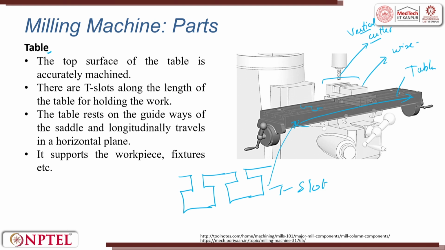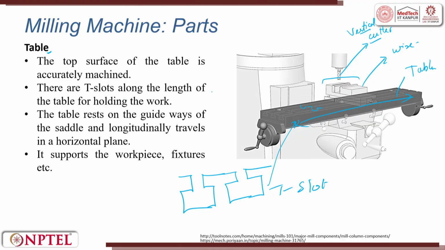Why are there T slots along the length of the table? It gives you infinite locating positions. If there are holes done, then there are fixed discrete points. When you have a long lengthy T slot, there are infinite locking positions. They are T slots along the length of the table for holding the workpiece. The table rests on the guide and the saddle, with longitudinal travel in the horizontal plane. It supports the workpiece, fixture, etc. The workpiece is on the top, held in a fixture, that is a vise.